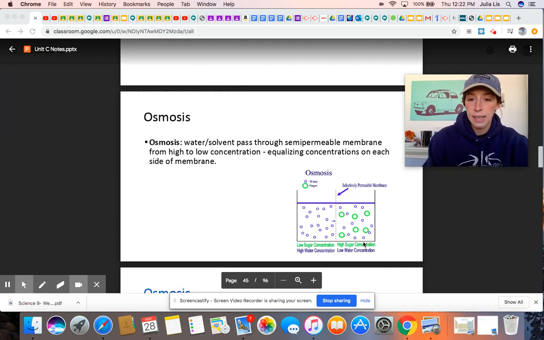If we look at the image here, you'll notice that the blue are all the water particles, and the green are the salt. What's going to happen is water is going to move from the left to the right. It's going to move to the saltier concentration in order to help dilute and balance that solution. And that's osmosis, the movement of water.